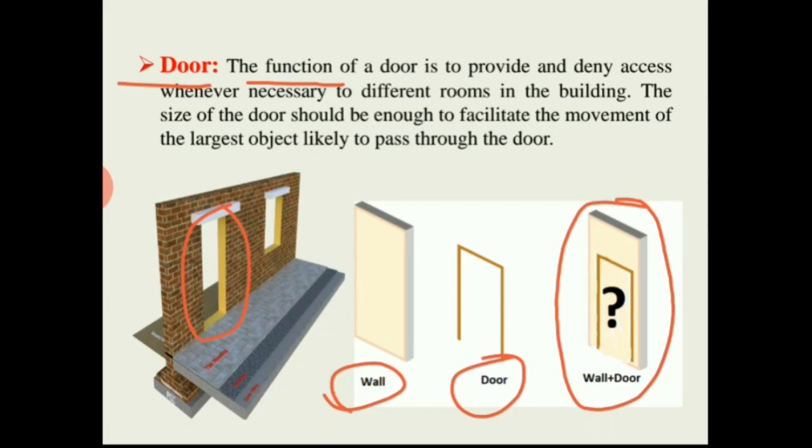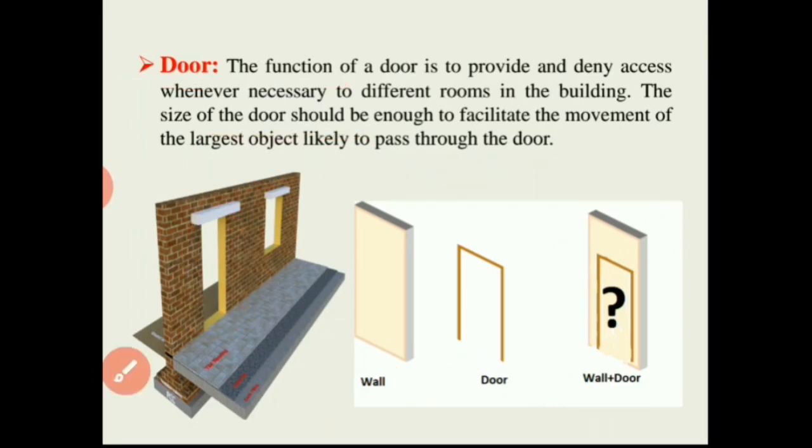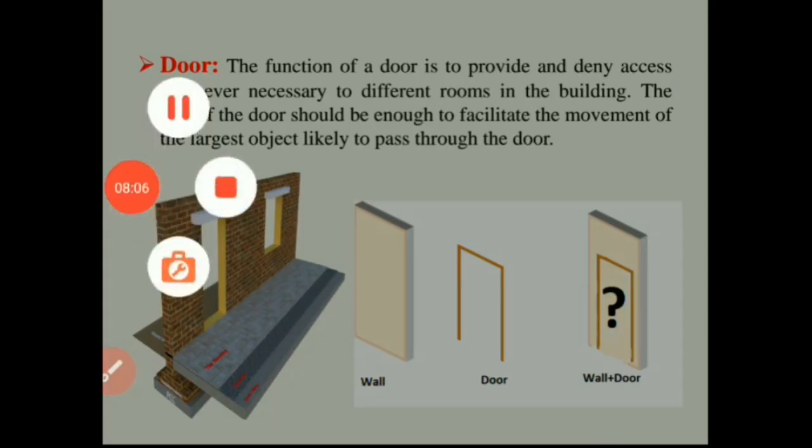The size of the door should be enough to facilitate the movement of the largest object likely to pass through the door. So basically, a door provides access to the user of the structure, and second, air circulation inside the building.